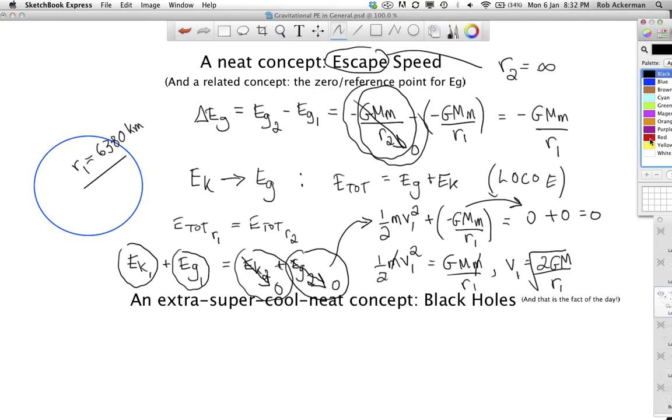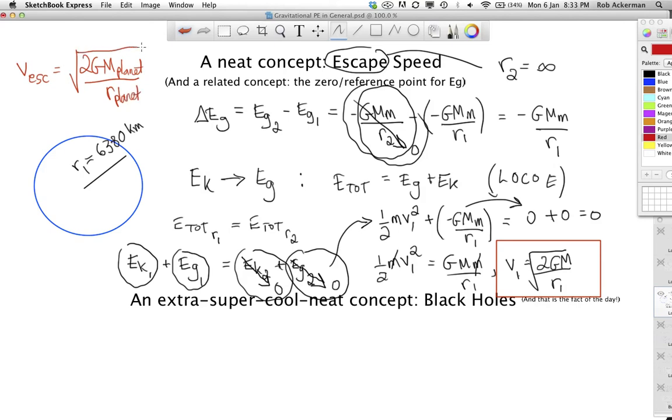So I'm going to take this formula now and just highlight it and then rewrite it over here as follows. V escape equals the square root of 2 times the gravitational constant times the mass of the planet divided by its radius. And you, of course, have to take the square root of that. This is the formula for escape speed.